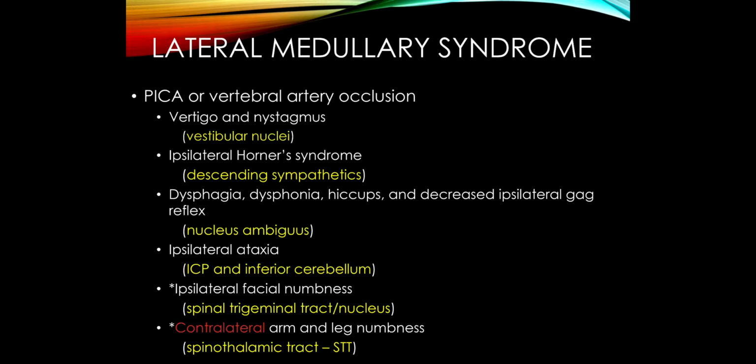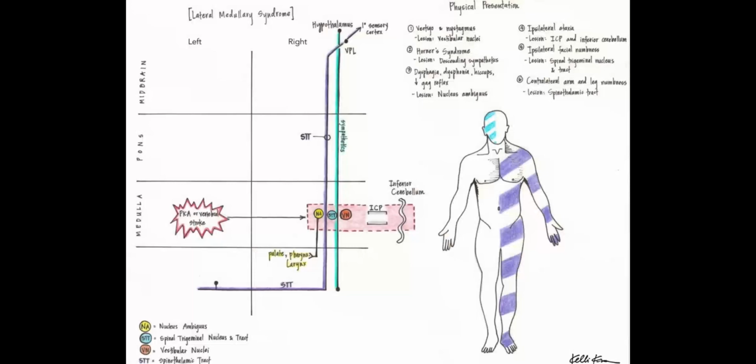Notice that patients with lateral medullary syndrome are not weak. That's because the corticospinal tract is in the medial medulla, so they don't have weakness. So we can go through all of this again now with our lesion in the lateral medulla. Remember we said we have our vestibular nuclei here, so patients have vertigo and nystagmus. The nucleus ambiguus is here, so they get the dysphagia, the dysphonia, the hiccups. Here are the sympathetics, so they're going to get ipsilateral Horner syndrome. Here's the inferior cerebellar peduncle going out to the cerebellum, so they get ipsilateral ataxia.